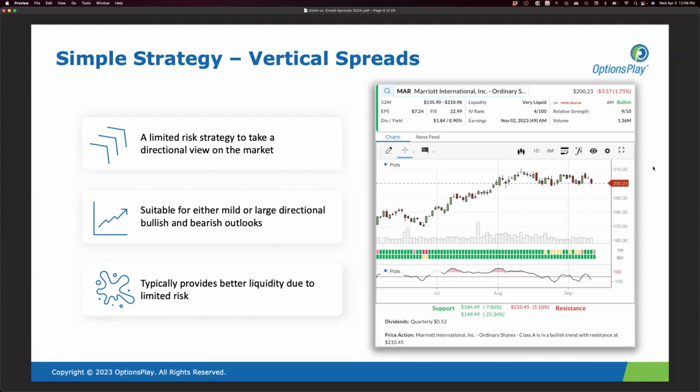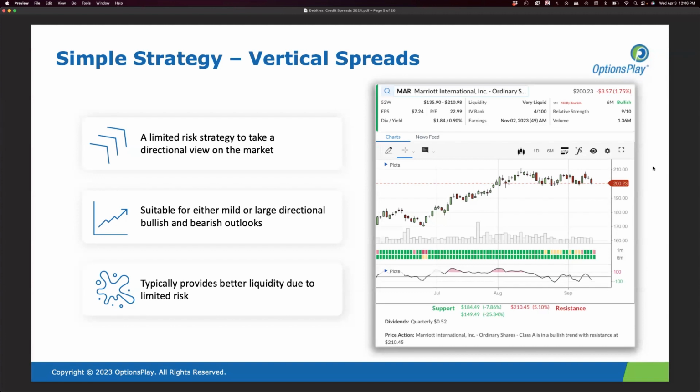Because vertical spreads have limited risk to you as a trader, it also means that the trader on the other side, or the market maker on the other side, also has limited risk. And generally speaking, market makers prefer trading strategies that have limited risk because it's easier for them to define their risk tolerances on the other end of the trade.